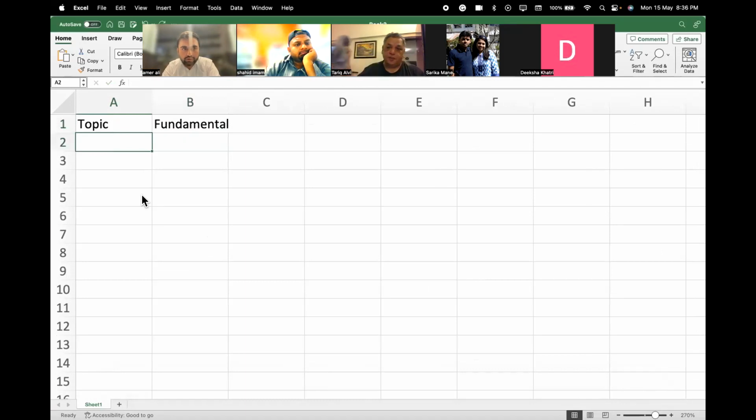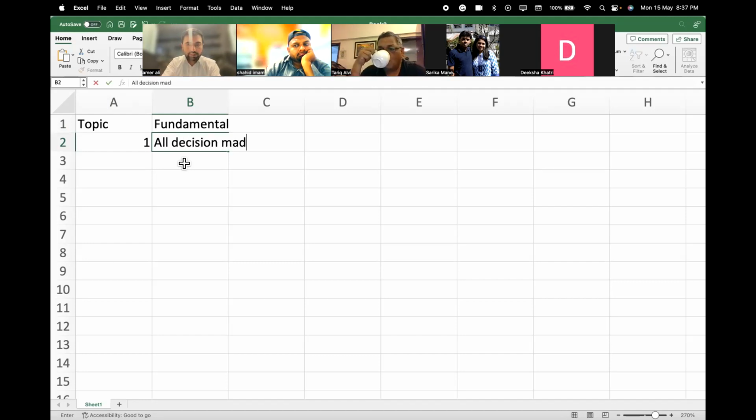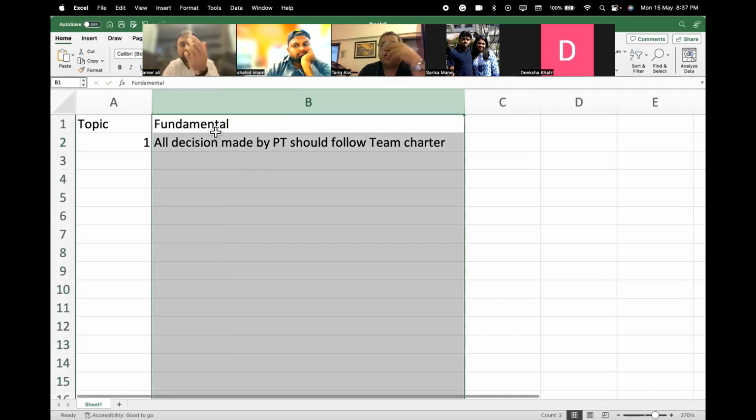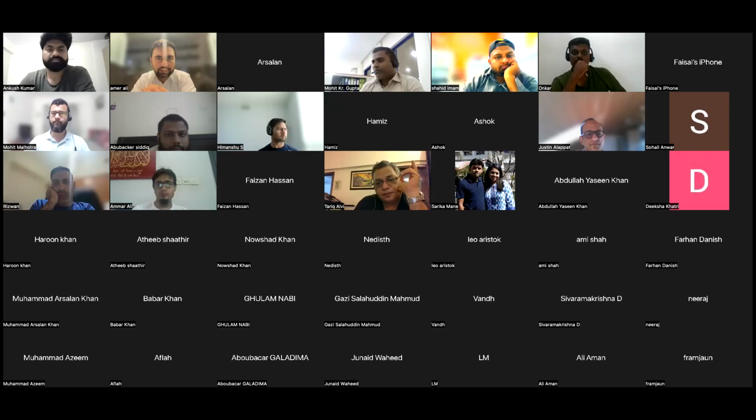Question 1. Don't put the question, don't put anything, just put one thing: the lesson you learned. For this question that we did, the lesson is that all decisions made by the project team should follow the team charter. Something like that. Nothing else, nothing more. That is more than enough. Or, the team charter is used for decisions.